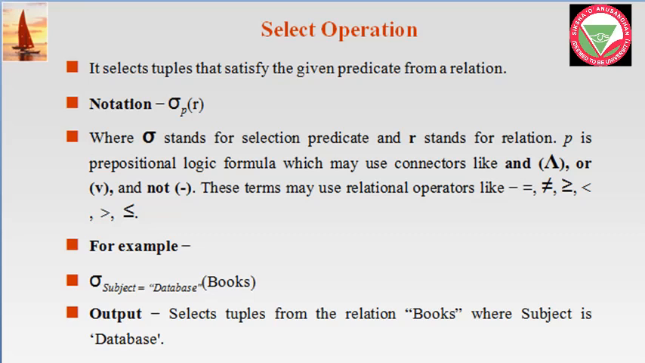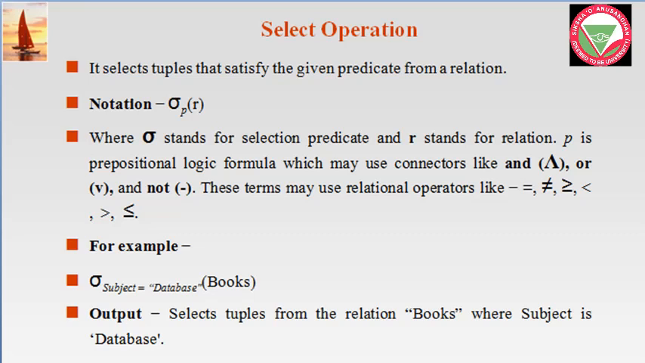The notation for the select operation is given in the slide. It is sigma, the subscript is p, and within brackets r, where sigma stands for the selection operator, r stands for the relation, and p is the propositional logic formula which may use connectors like and, or, and not.